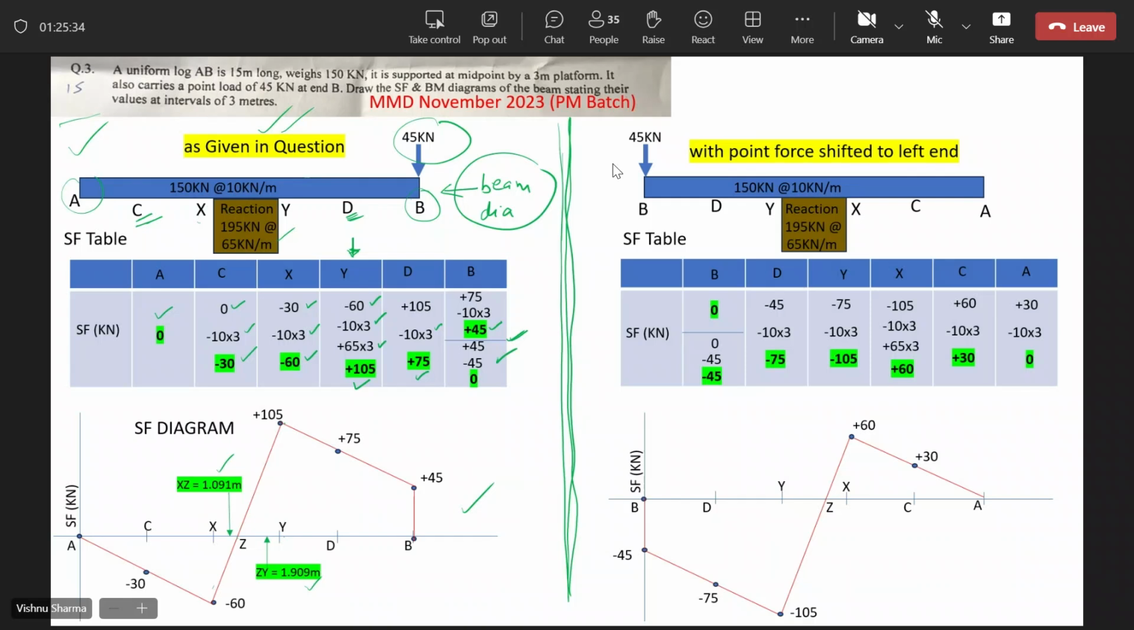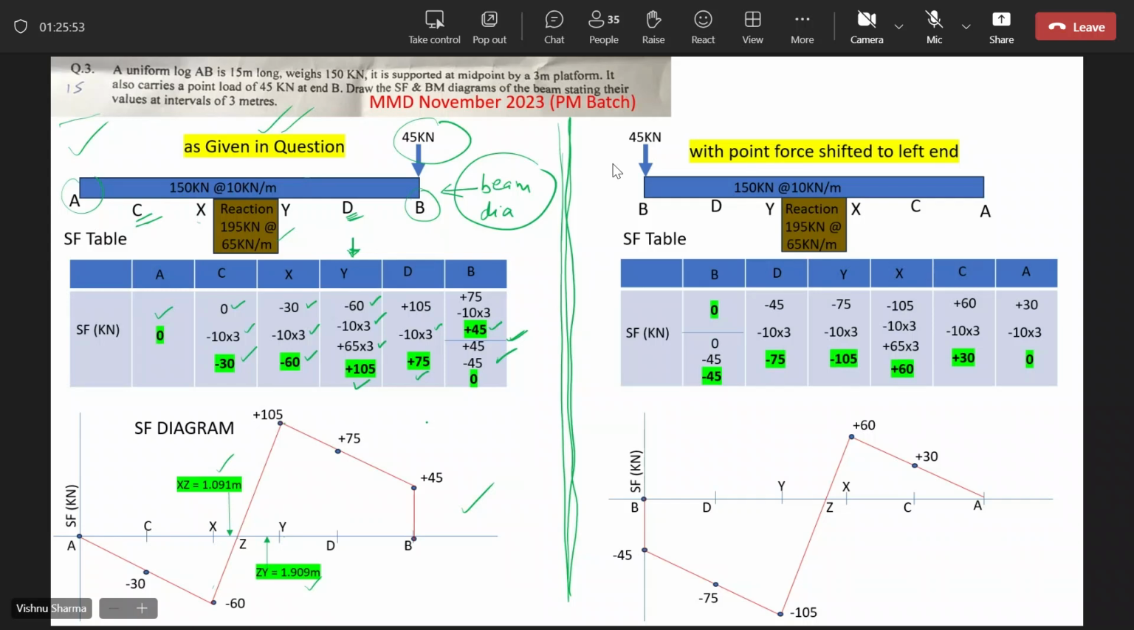Please calculate XZ and ZY. You already know how to calculate them. Clear, class? Clear, sir, clear. So that is the SF diagram for this question.